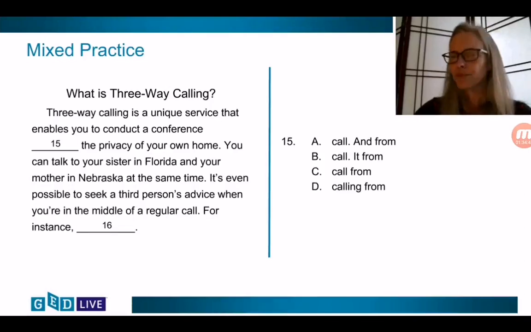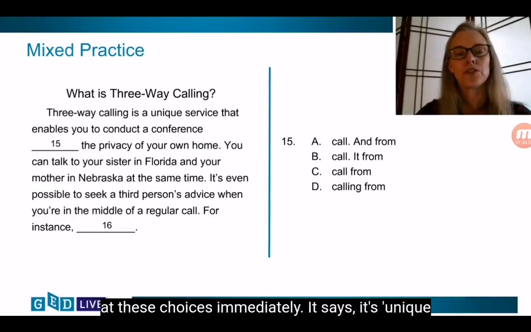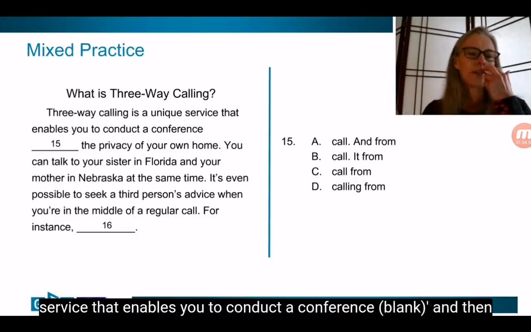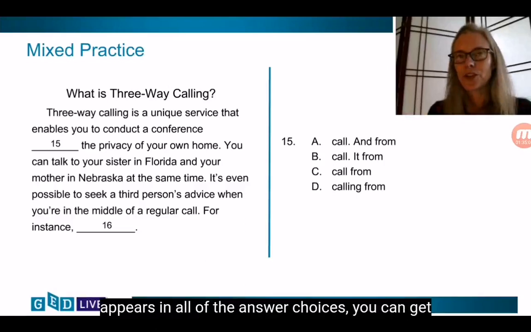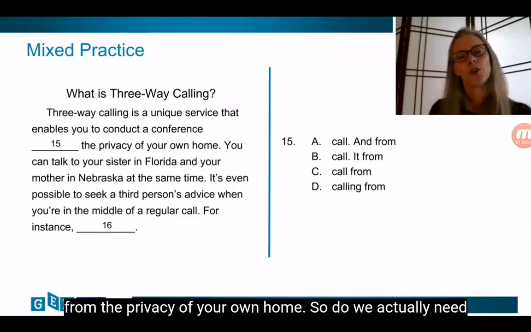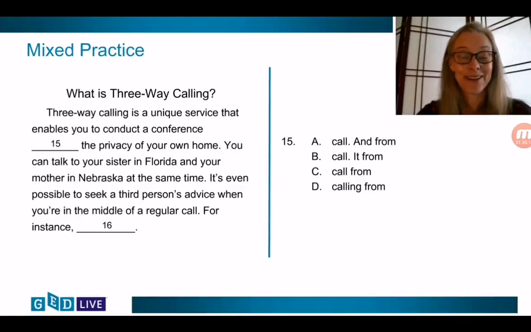And so one of the things that might have jumped out at you when you looked at these choices immediately, it says it's a unique service that enables you to conduct a conference blank, and then it says privacy of your own home. So that word from appears in all of the answer choices, you can get why that's there. Okay, you're conducting a conference call from the privacy of your own home. So do we actually need any of this other stuff? Right?